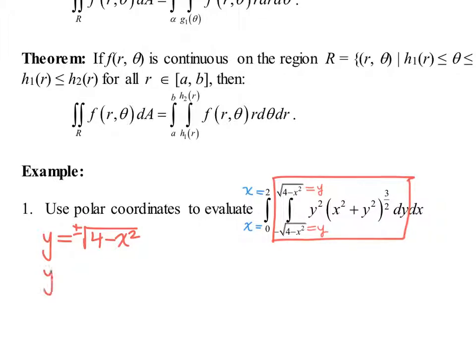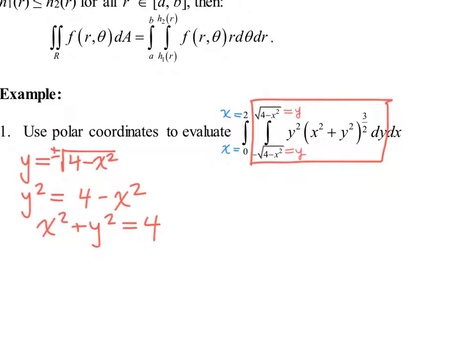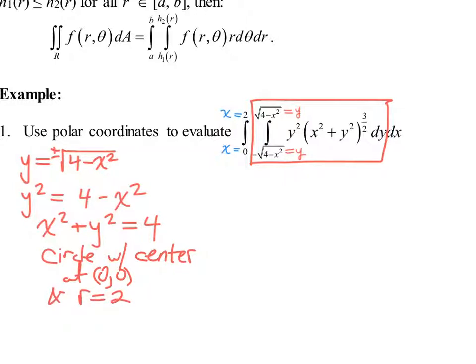All right, so I'm going to square both sides and get all the variables onto the same side. So I get x squared plus y squared equals 4. All right, so that is a circle with the center at 0, 0, and radius equal to 2.